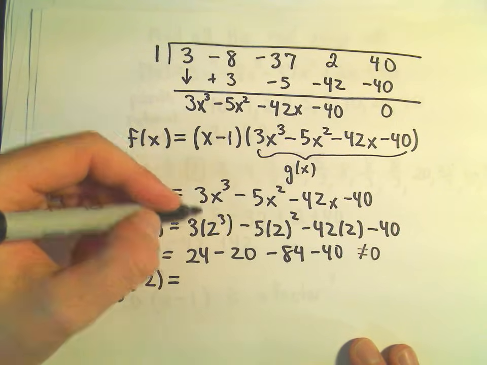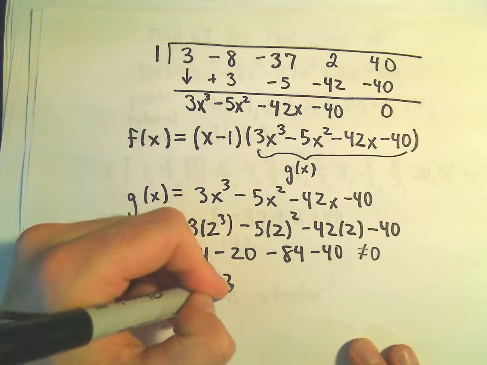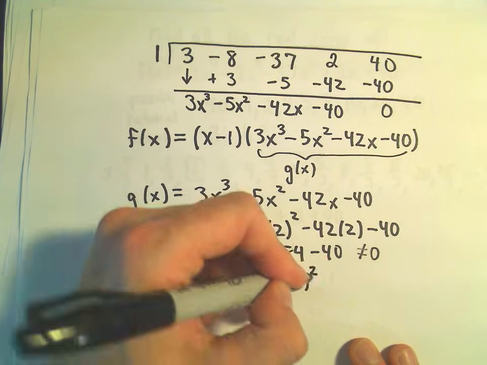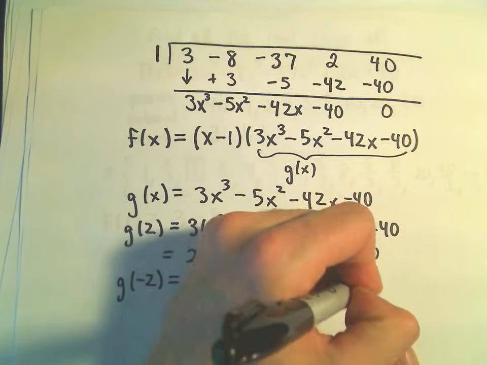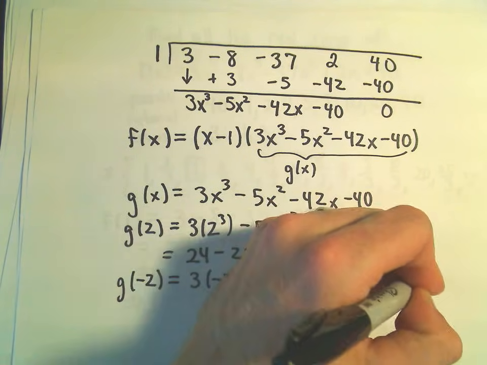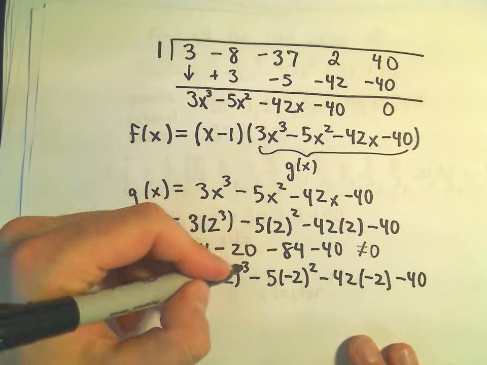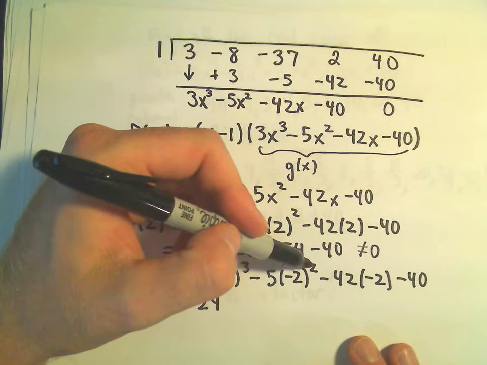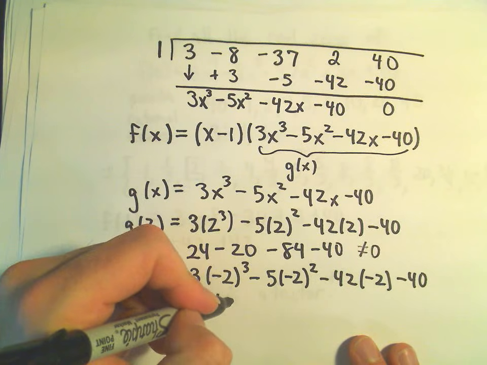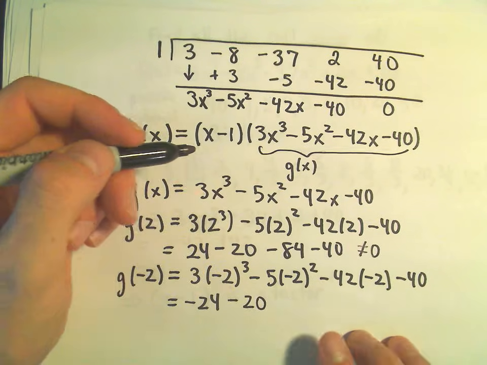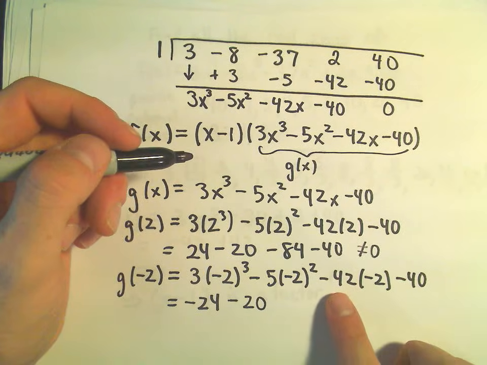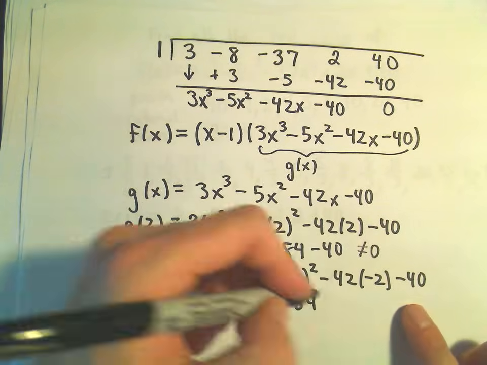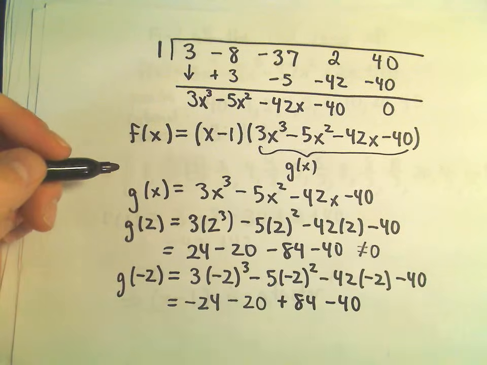So if I plug negative 2 in, we'll get 3 times negative 2 cubed, minus 5 times negative 2 squared, minus 42 times negative 2, minus 40. Negative 2 cubed is negative 8, times 3 would be negative 24. Negative 2 squared is 4, times negative 5 would be negative 20. Let's see, negative 42 and negative 2 will be positive 84. And then we've got our minus 40 left over.